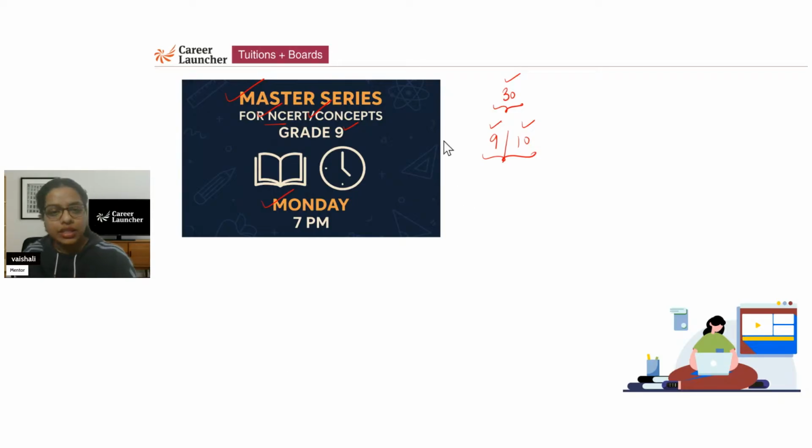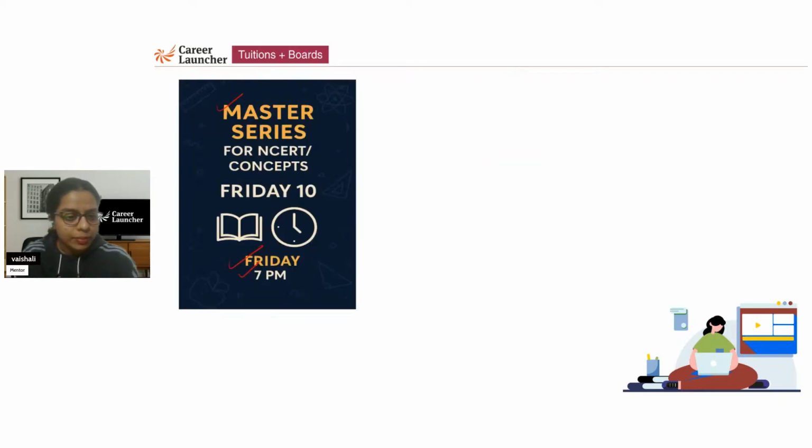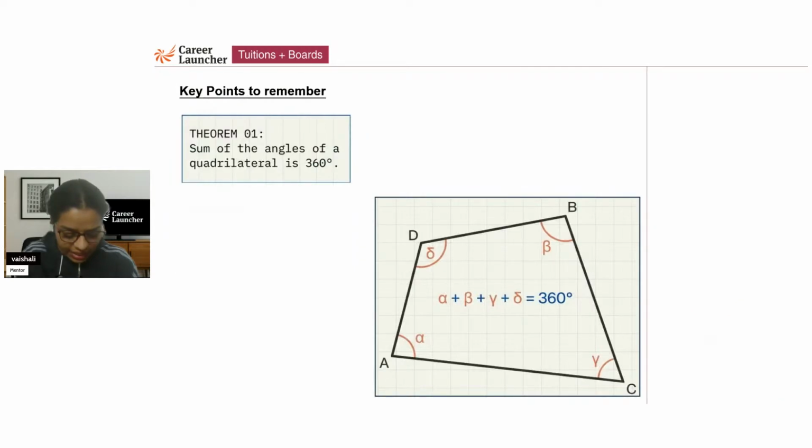Yes. So now let us understand what are the key topics that we need to remember. So starting off with theorem 1 that we have in quadrilaterals, the very first theorem or concept that you must remember is that in any quadrilateral, means any figure which is having four sides, right?